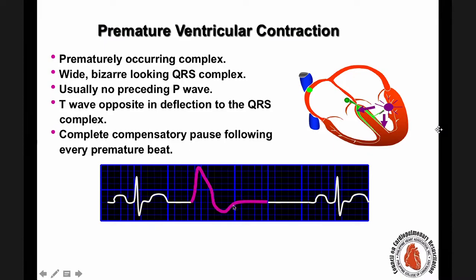Now, if you look at the T wave, it will always be opposite to the QRS. Okay, so kung pataas yung QRS, pababa naman yung T wave. Kung pababa yung QRS, tataas naman yung T wave. And there is this complete compensatory pause following every premature beat. And ito na yung mahirap-hirap. So we have to focus more on explaining the compensatory pause.